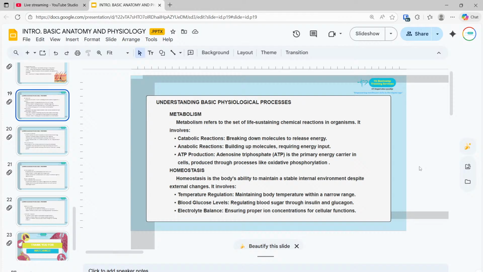And then homeostasis is the body's ability to maintain a stable internal environment despite external changes. So it involves temperature regulation, maintaining body temperature within a narrow range, blood glucose level, regulating blood sugar through insulin and glucagon, and electrolyte balance, ensuring proper ion concentrations for cellular functions.